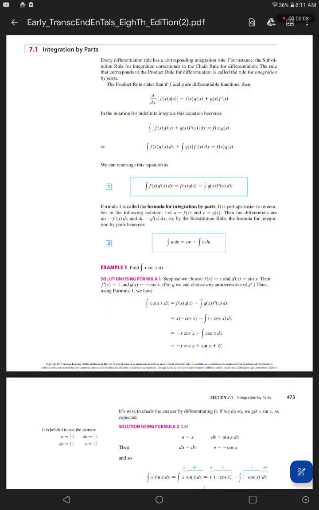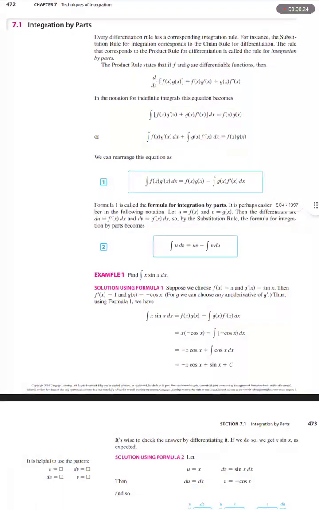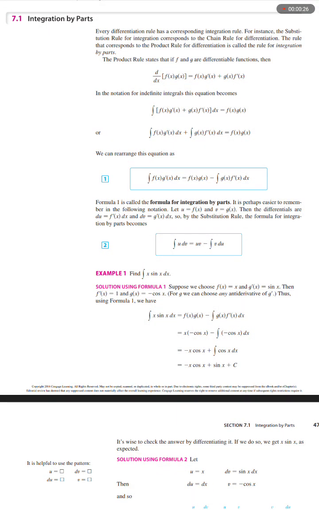7.1 Integration by parts. Every differentiation rule has a corresponding integration rule. For instance, the substitution rule for integration corresponds to the chain rule for differentiation. The rule that corresponds to the product rule for differentiation is called the rule for integration by parts.